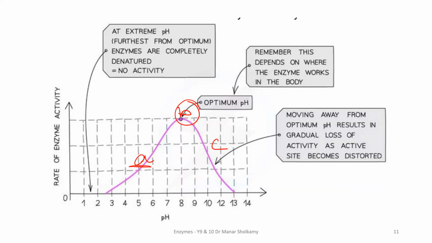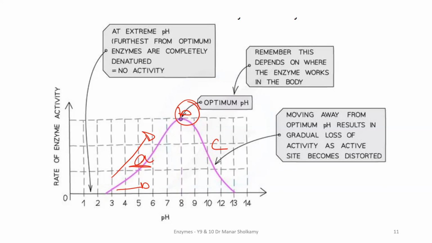I will choose someone. What is happening at A? Describe. As the pH is increasing, what is happening to the rate of the reaction? Increases. Okay? Now, they will not ask you to explain, because here, you cannot say anything about kinetic energy. You cannot say anything about temperature and speeding up of the molecules.